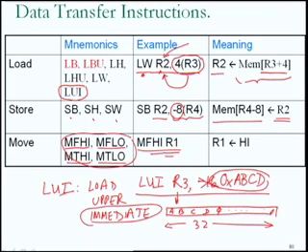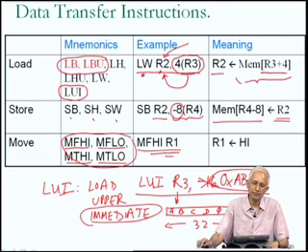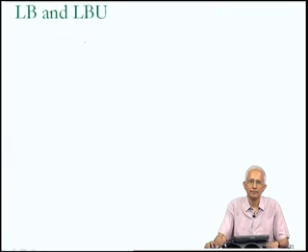So, with this we sort of understood the load, store, and move instructions. You will notice that I have highlighted the LB and LBU instructions, because I have not actually indicated what the difference between these two instructions are. So, let me do that next. LB, as we understand, is load byte, LBU is load byte unsigned, and we need to clearly understand how they are different.